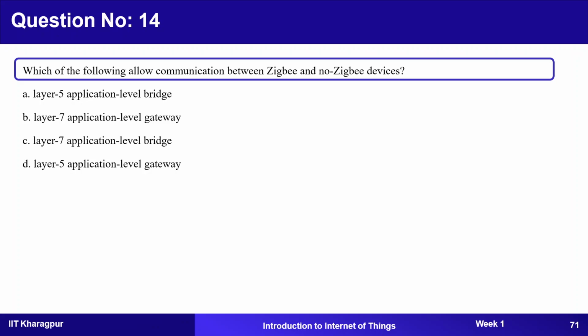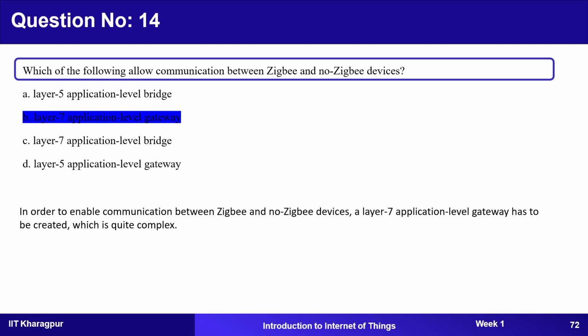So the correct option for this is layer 7 application level gateway. In order to enable the communication between your ZigBee and non-ZigBee devices, a layer 7 application gateway has to be created, and this creation is a very complex process.